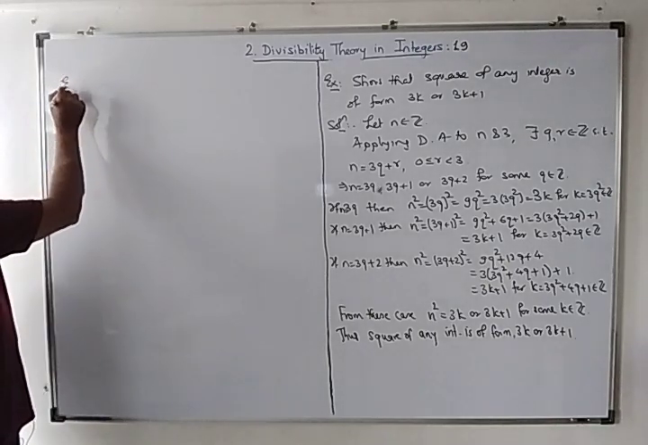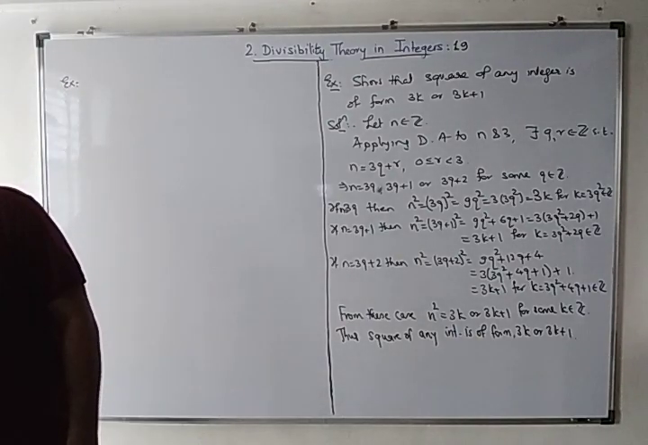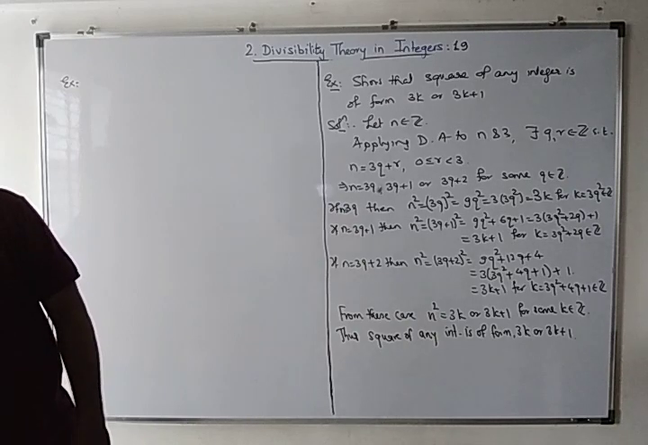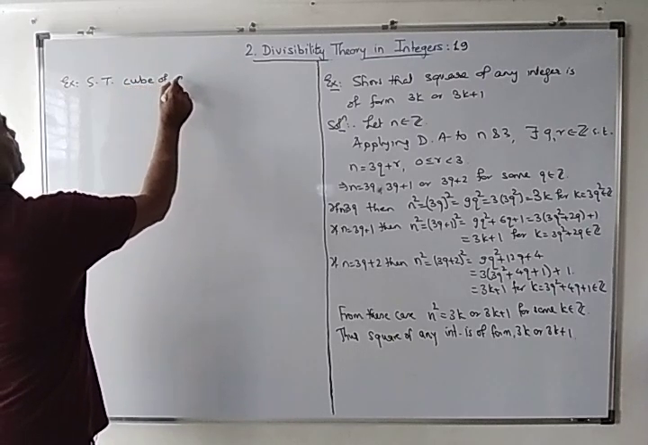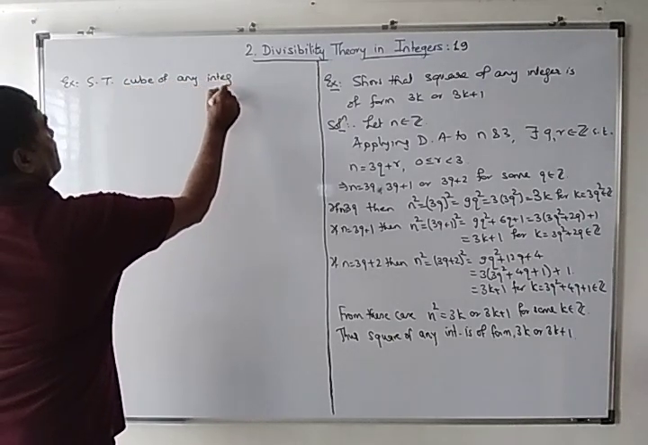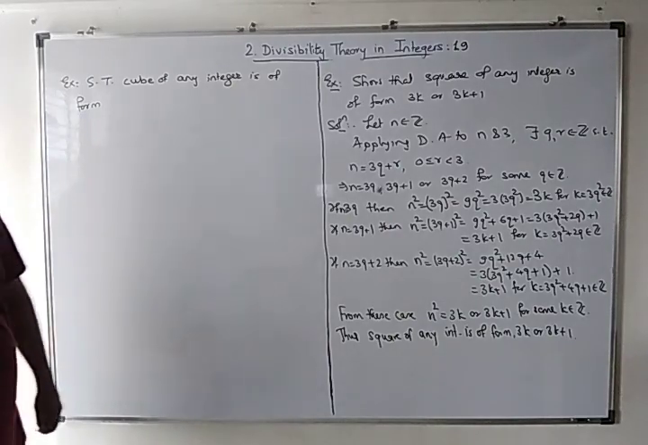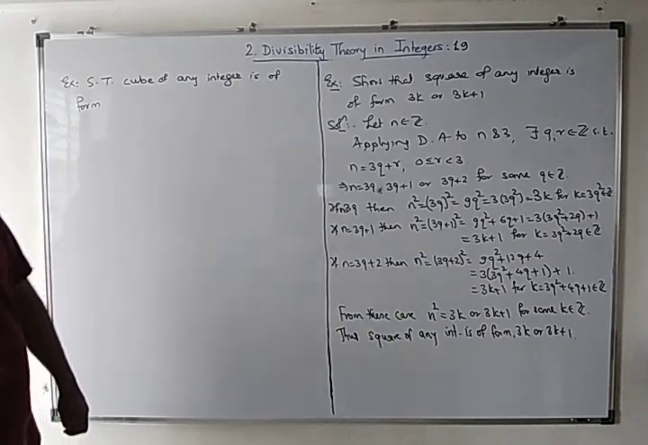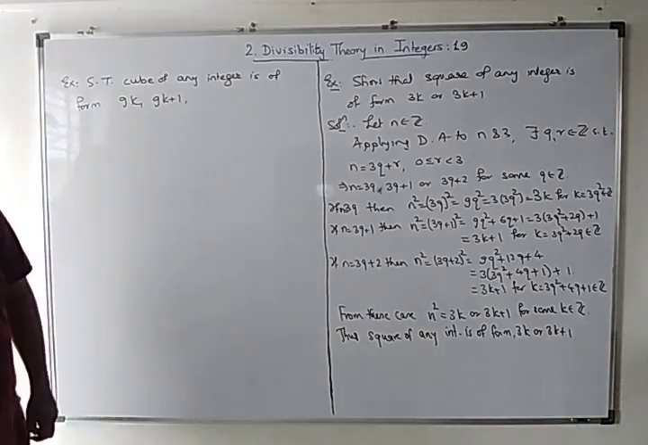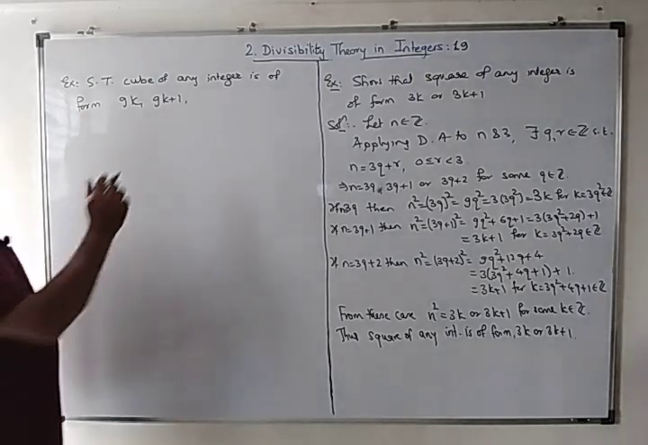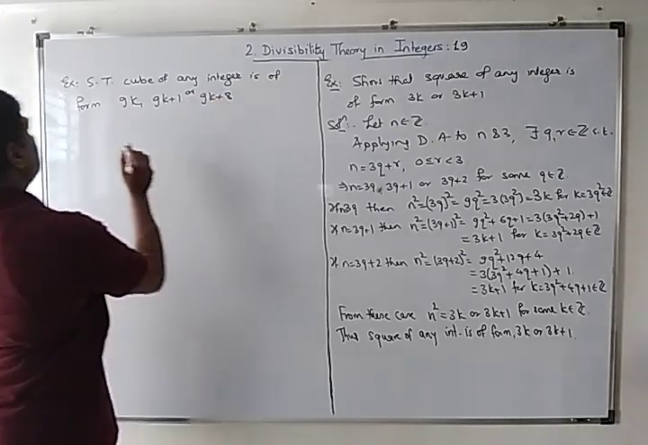Next example. Show that the cube of any integer is of the form 9k, 9k plus 1, or 9k plus 8.